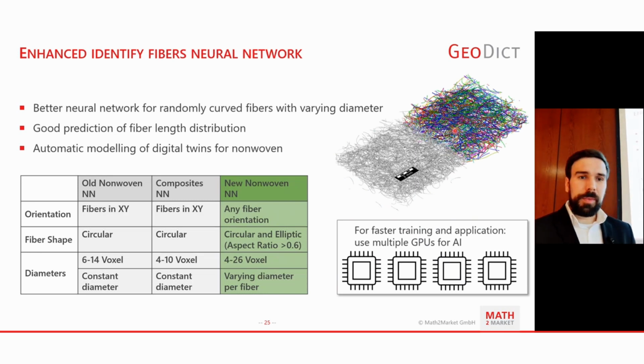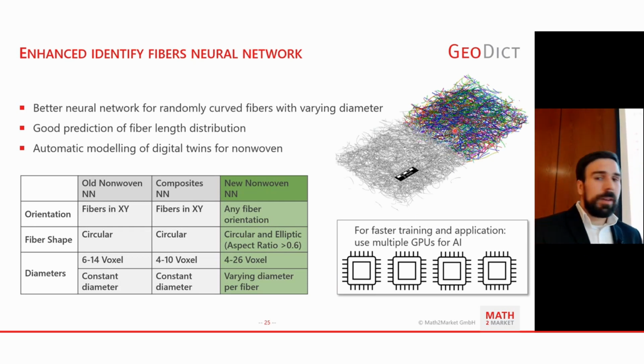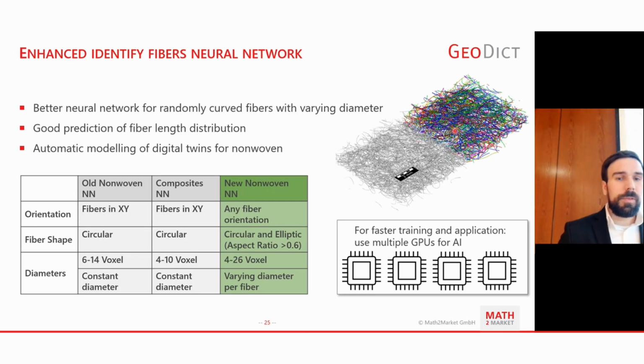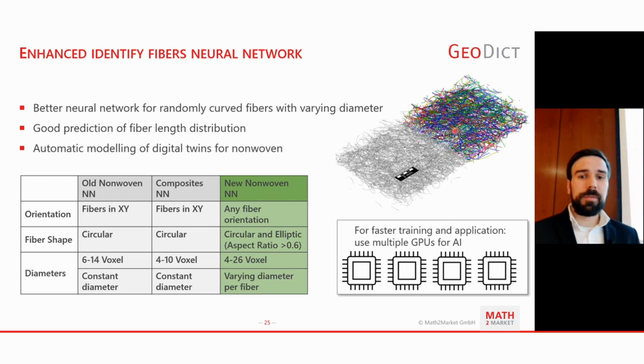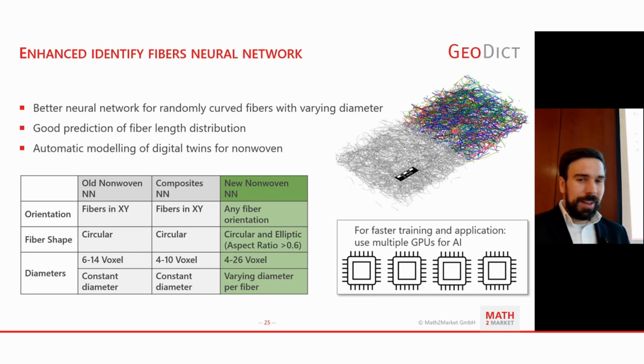Last slide about FiberFind: we have done quite a bit of improvement to that in GeoDict 2024. We have trained a new neural network for randomly curved fibers like in nonwoven. It's now finally robust against the orientation of your scan, so you don't have to make sure that your fibers are oriented in the XY plane anymore. You can just use them however they were.